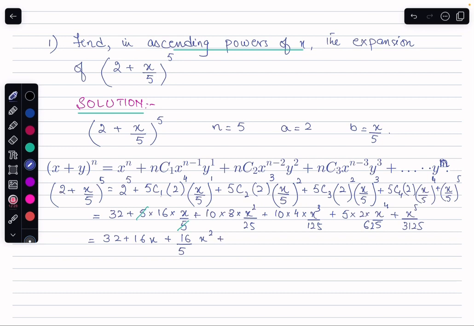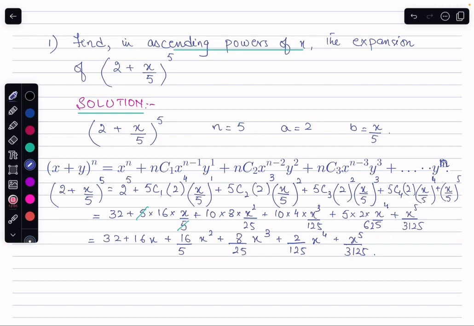So 40 divided by 125, that should be an 8 divided by 25 x cube, and then I should be having a 10 divided by 625, which is going to be a 2 divided by 125 x to the power 4, and then finally I should be having x to the power 5 divided by 3125. So this is going to be the complete expansion of 2 plus x by 5 to the power 5 here.